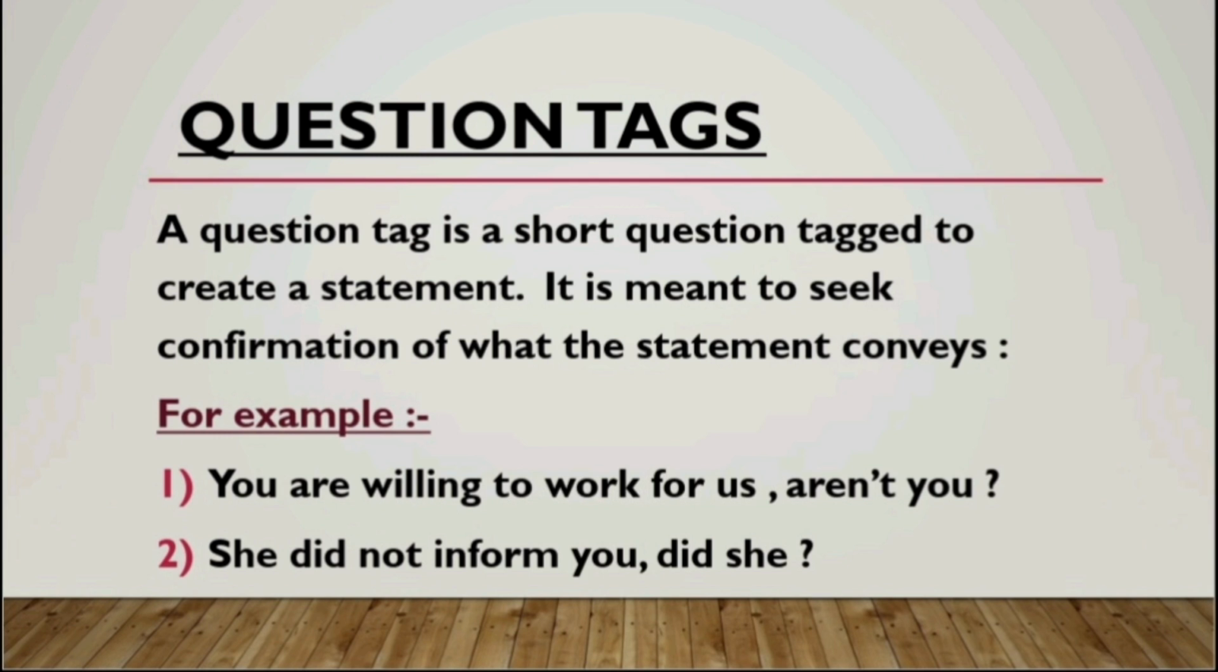Have a look at this example here. You are willing to work for us, aren't you? So you are asking for the permission of that person, actually the confirmation of that person for that particular task. The next example is, she did not inform you, did she? So you are asking for the confirmation of that person.